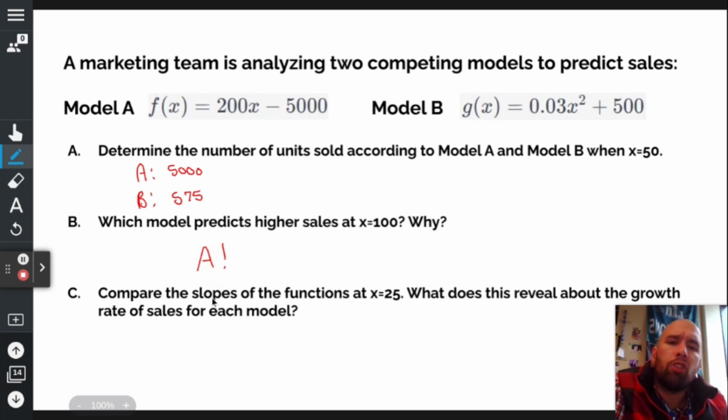Simple. Compare the slopes of the functions at X equals 25. What does this reveal about the growth? Be careful. This is not plug in 25. This is examine the slopes. So you are a linear equation. You are quadratic. Okay, you look like that. You look like that. I have to see what happens at 25 for both of these and compare the two. And since that's rough, I have a feeling that I'm going to do a lot of calculator manipulation and stuff like that. Have fun.